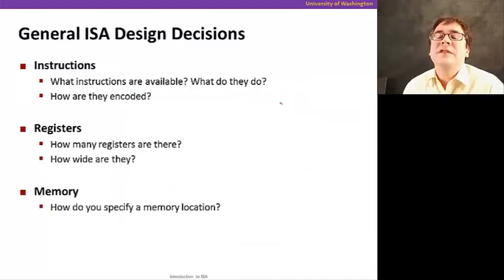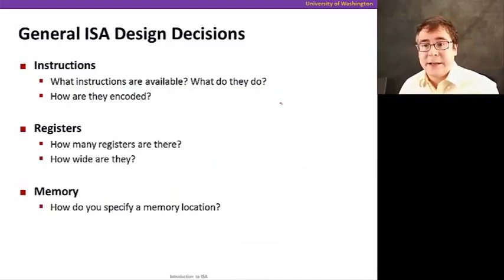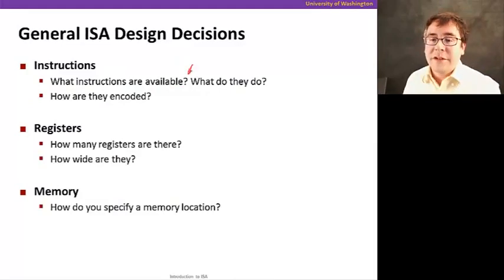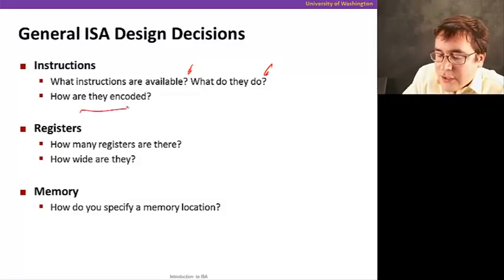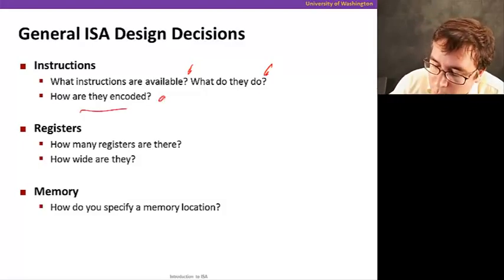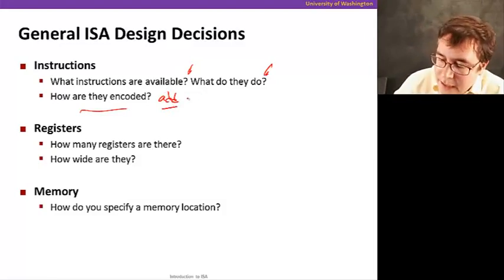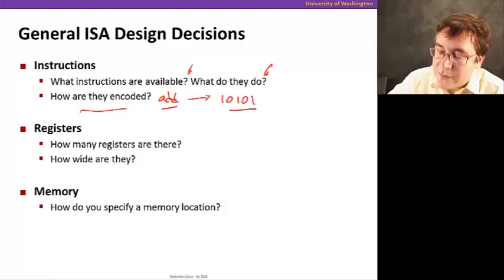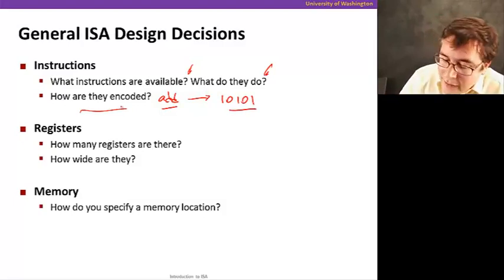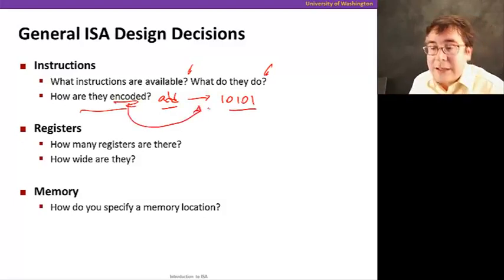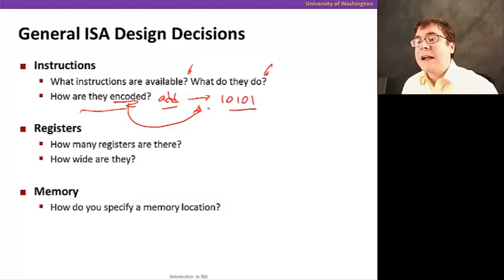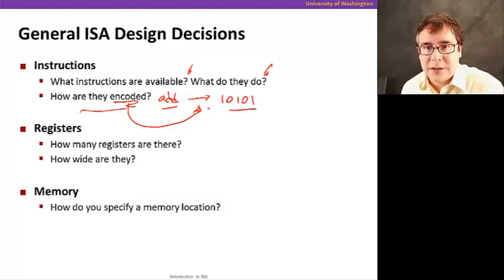So here are the major decisions when designing an ISA. First, obviously, what instructions are available, like add, subtract, multiplication, floating point operations, and so on, and what do they do, exactly how they change the system state, and also how they are encoded. Because if you recall, when you have an add instruction in assembly, it becomes some sequence of zeros and ones. That's what the computer actually understands. And the encoding is exactly this mapping between the instruction in the ISA and the actual bit sequence that encodes that instruction.